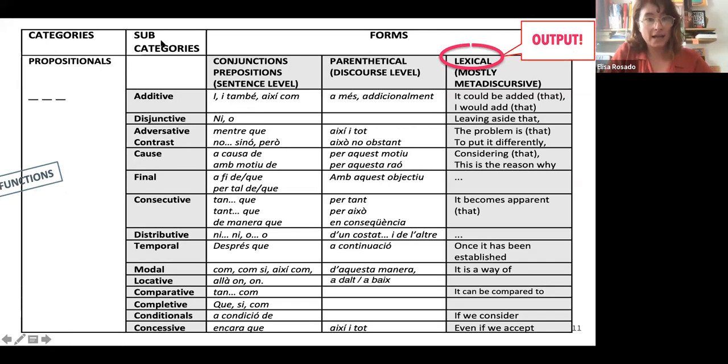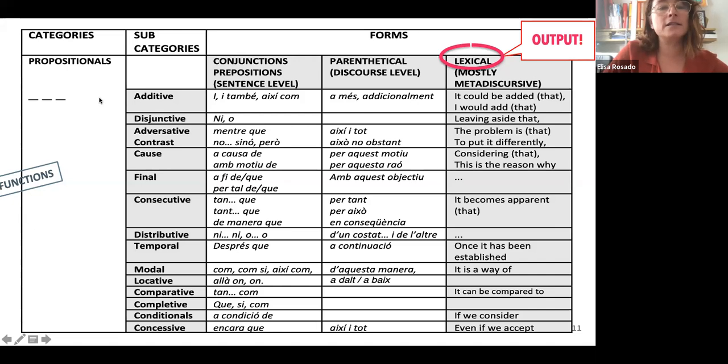Right, so the categories for the markers, by function, would be propositional, conjunctions, parenthetical, and lexical. Conjunctions are just traditional conjunctions, markers of subordination and coordination. The parentheticals are our traditional discourse markers, and the lexical are those clausal markers that allow the speaker to take a stance. Let's say it could be added that, leaving aside that, it becomes apparent that.